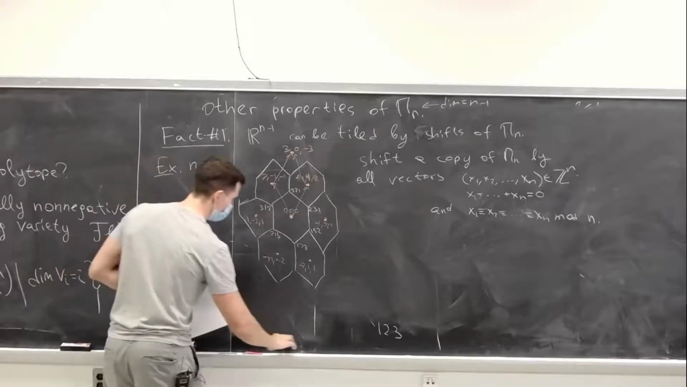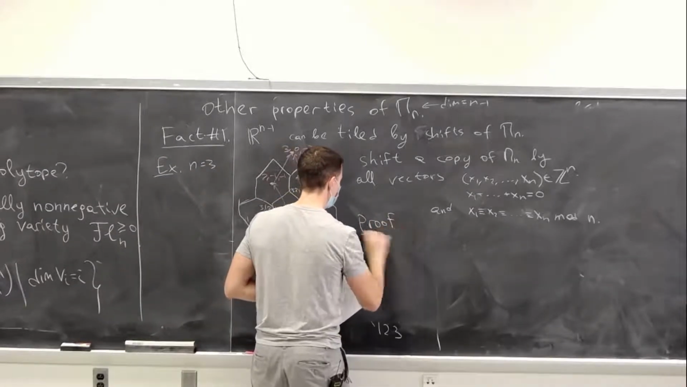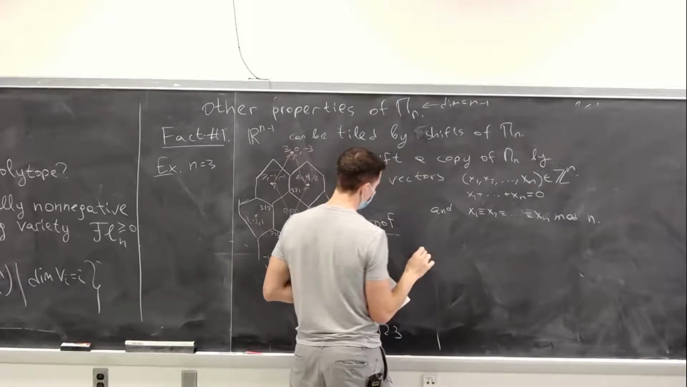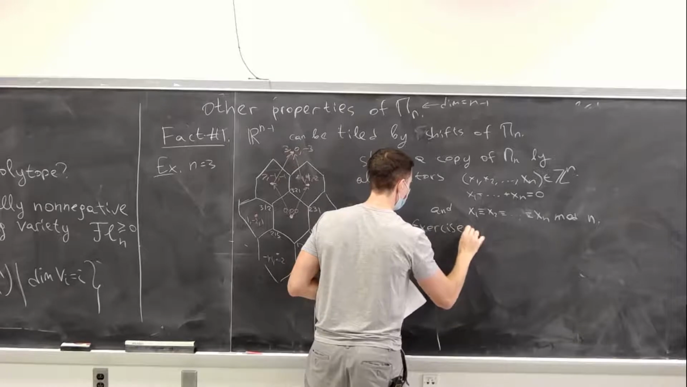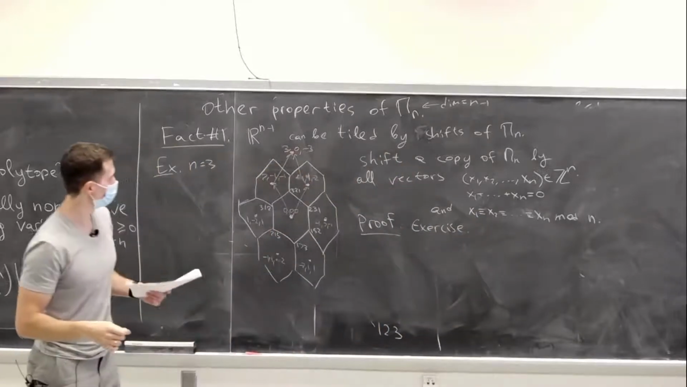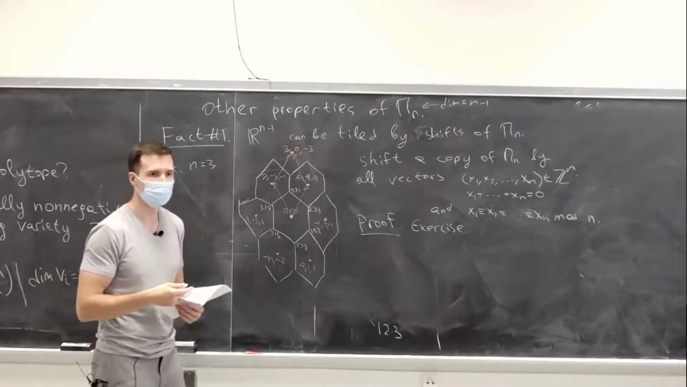And for some reason which you're going to see later, I'm not actually going to give you the proof. So the proof is an exercise, which you can actually do. I think you can, because you know the description of all these faces of the permutohedron.